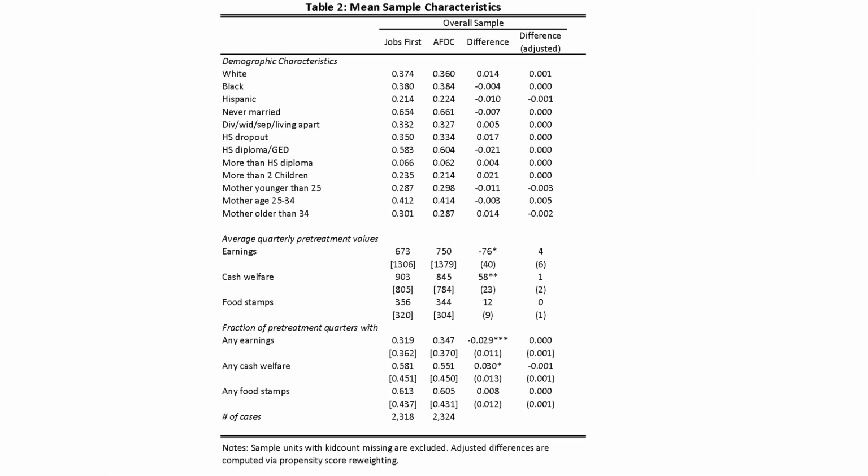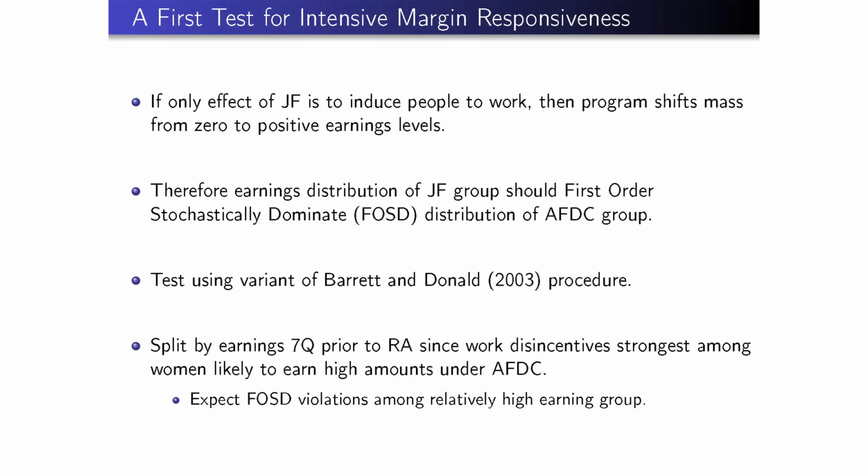Okay, so let's start off with a first test for whether there's any intensive margin response. So if you have the sharp null that all that's happening is that this program changes who works and who doesn't work, then all you're doing is you're shifting people from one origin, which is zero earnings, not working, into a positive amount, which means that you're just shifting a distribution to the right, okay? So if there's only an extensive margin response, there should be a first order stochastic dominance relationship between the treatment group and the control group's earnings distributions. So I'm going to start with a first order stochastic dominance test.